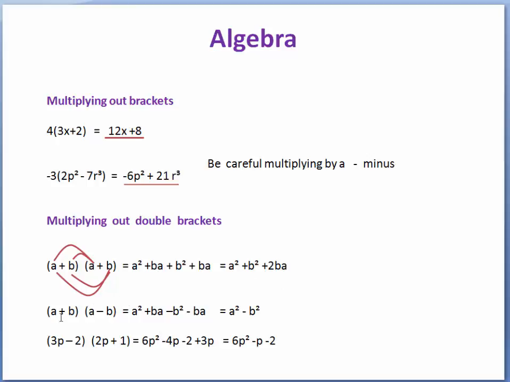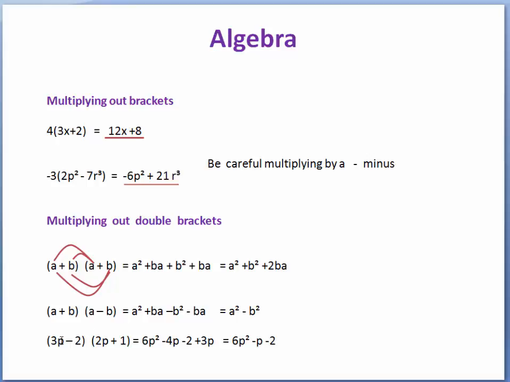In this case, we're multiplying out a plus b multiplied by a minus b. And when we do that, we get a squared plus ba minus b squared minus ba. And this gives us a squared minus b squared. This is called the difference of two squares, quite important, because whenever we get something in this form and we want to then factorize it, put it into brackets, it becomes a plus b in bracket and then a minus b in bracket.